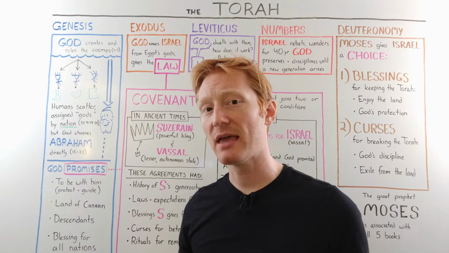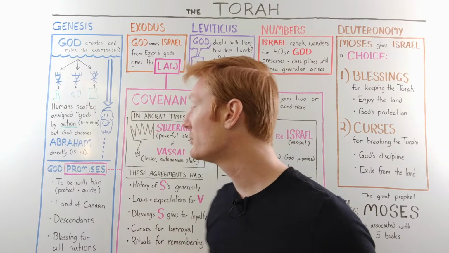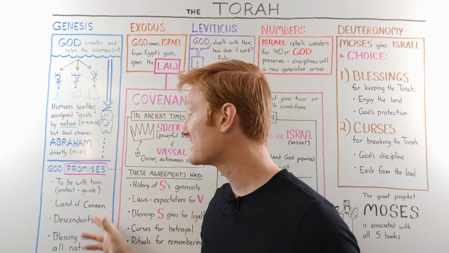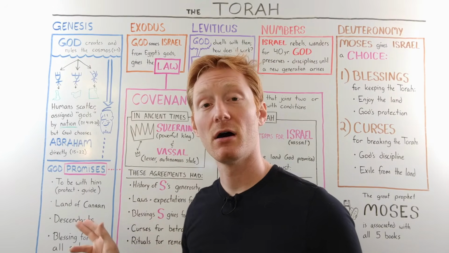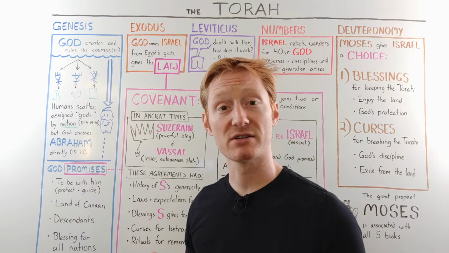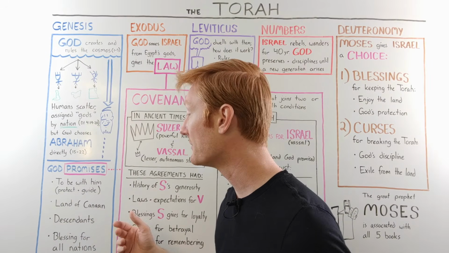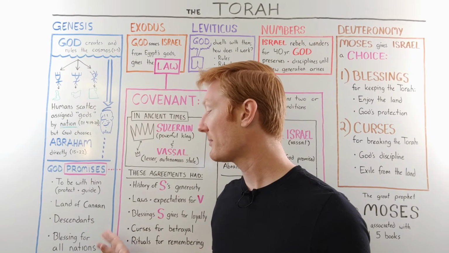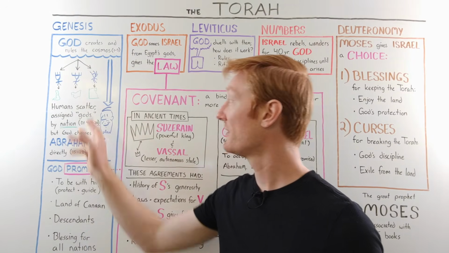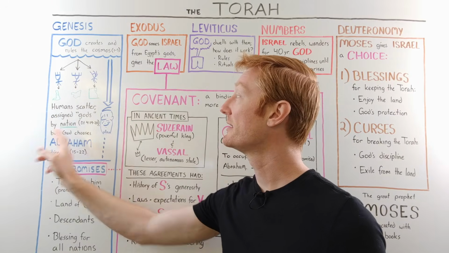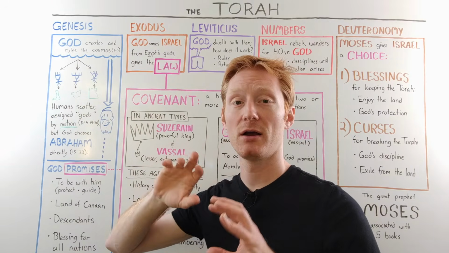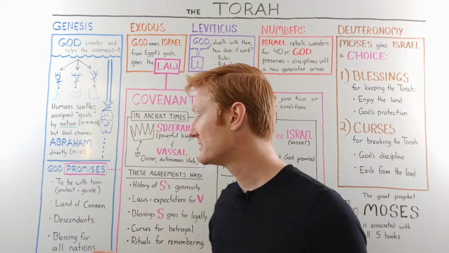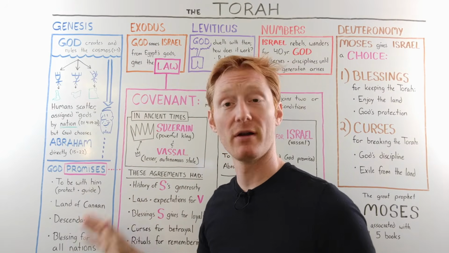In fact, he makes a series of promises to Abraham. He promises to be with him as a protector and guide. He promises to give him a special land on the eastern coast of the Mediterranean Sea, and that land is called Canaan. He promises to give him many descendants, and he promises that from Abraham, all the nations of the world will be blessed. So although God and humans are at odds with one another, God does plan to bring a blessing about for everyone.